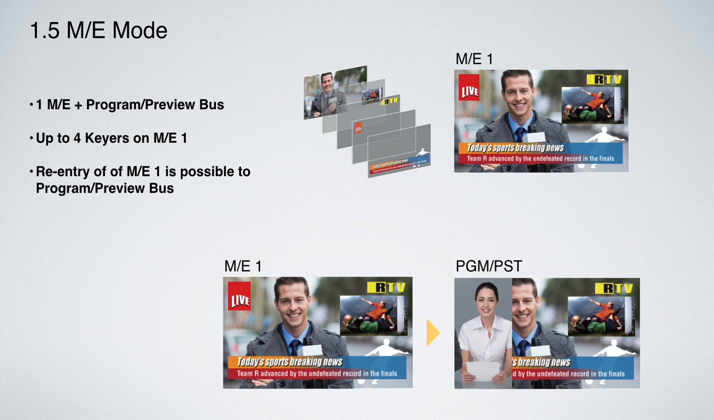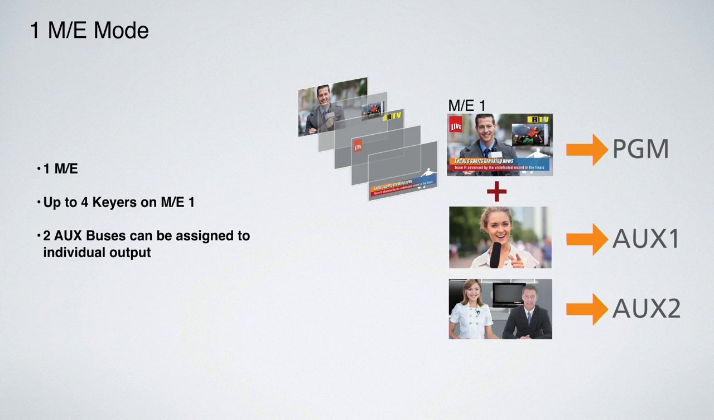There's also a 1ME mode as well, which gives you 4 keyers on ME1, plus you get 2 aux buses that can be assigned to an individual output. All right, let's show you how you set up your ME modes.